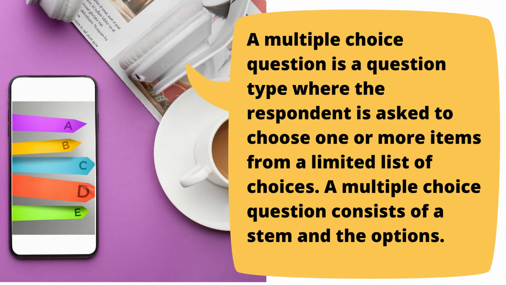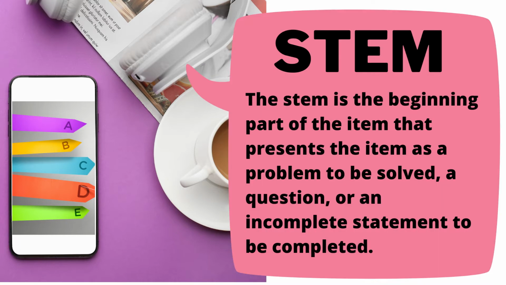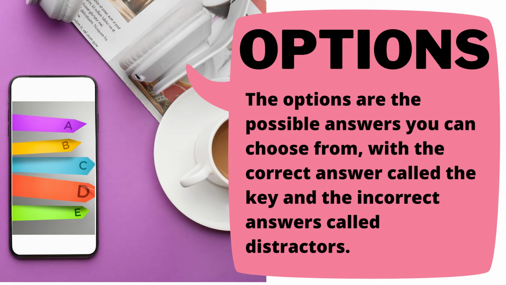Each item in a multiple-choice test consists of two parts, the STEM and the options. The STEM, class, is the beginning part of the item that presents the item as a problem to be solved, a question, or an incomplete statement to be completed. On the other hand, the options are the possible answers you can choose from, with the correct answer called the key or the key answers, and the incorrect answers called the distractors.